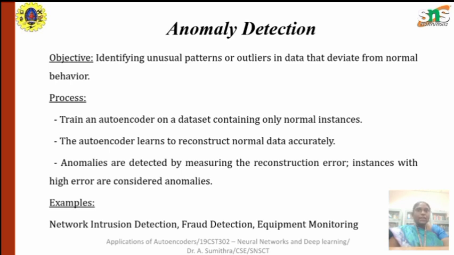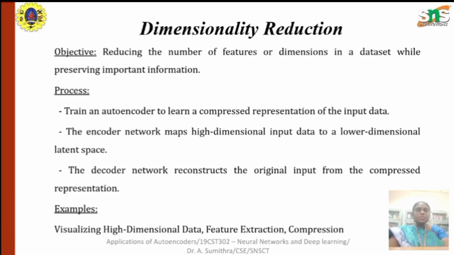When we have dimensionality reduction, autoencoders are capable of learning compact representations of high dimensional data. By reducing the dimensionality of the input data, the autoencoders can capture the most salient features while discarding redundant information. This is beneficial for tasks such as visualization, clustering, and data compression.